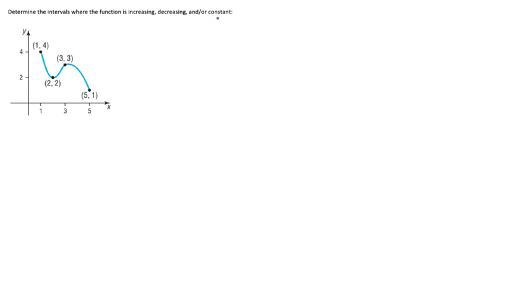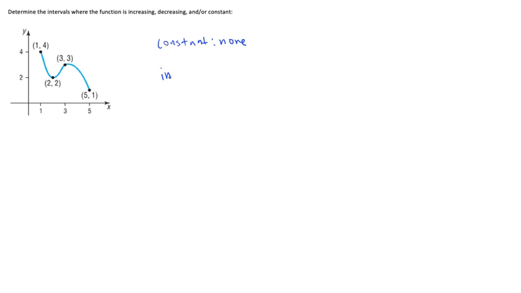If a function is constant, that would pretty much just be a horizontal line. And we don't see a horizontal line here anyway, right? So in this case, for constant, we could just say none, or you don't even need to write this down. But this function is not constant anywhere.